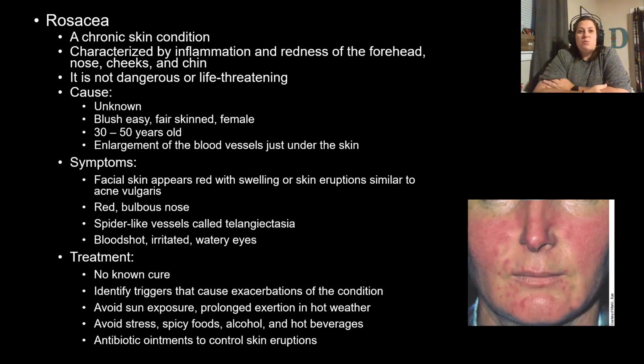Next one we see here is rosacea. Rosacea is also a chronic skin condition. It's characterized by inflammation and redness that happens mostly on your forehead, nose, cheeks, and chin. It is not dangerous or life-threatening. The cause, again, though, is unknown, and it makes it where the patient, a lot of times, even if it's not causing an issue right now, will blush very easily.